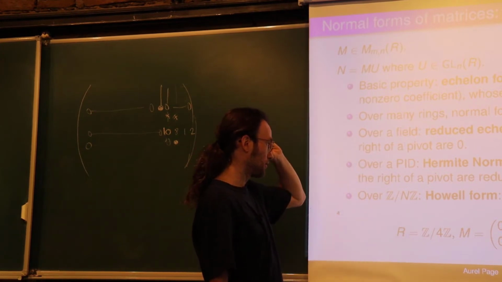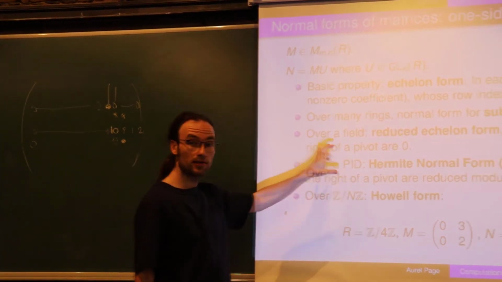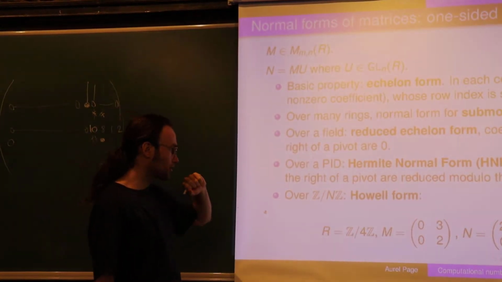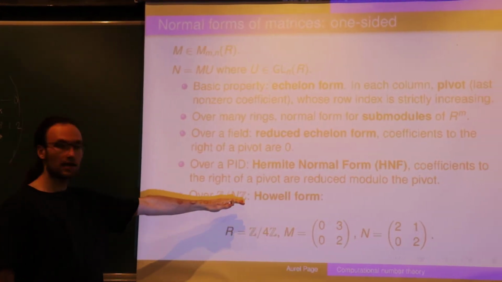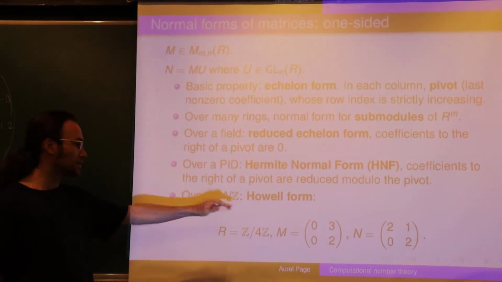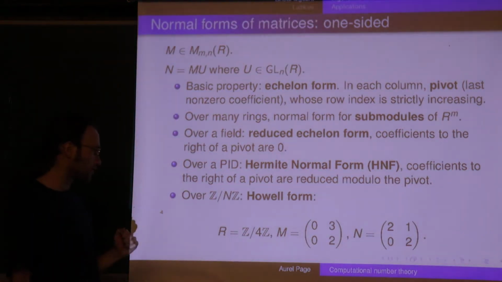And that's another normal form. And so that's for PIDs. And when you start adding zero divisors to your ring, for instance, over Z mod NZ, where N is not necessarily prime, then you need to add extra conditions.